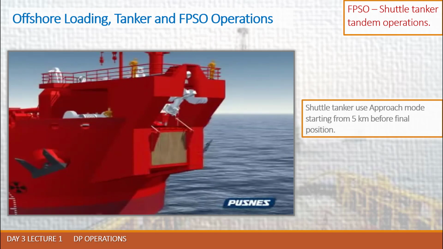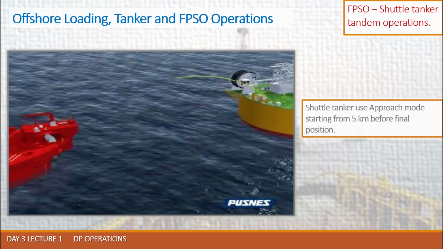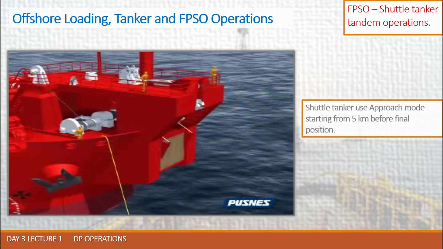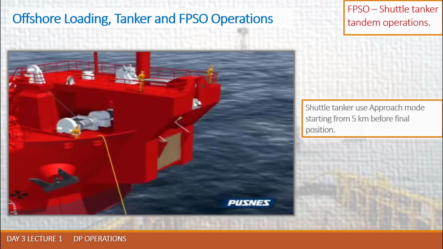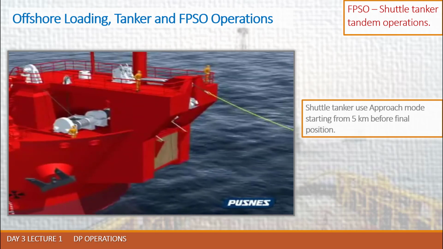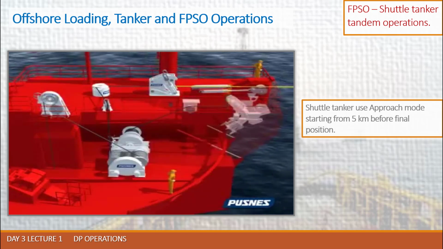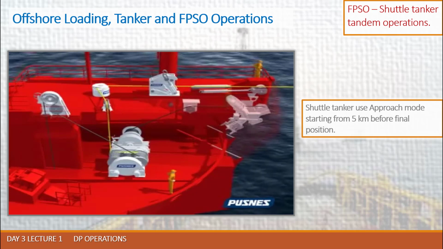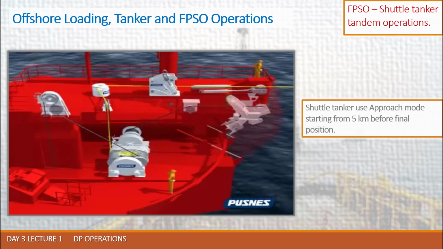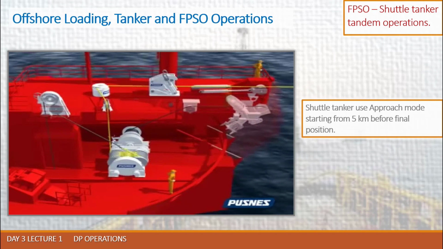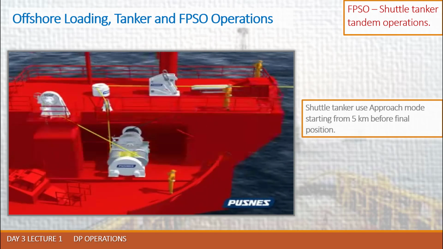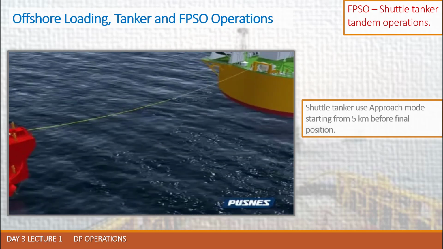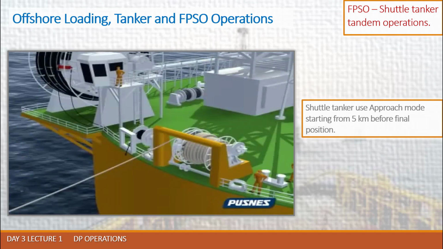Now you see that the special leading line is provided and connected to auto tension winches, and also to a fast release mechanism. In case we need to disconnect the FPSO and shuttle tanker in an emergency, the FPSO may remotely disconnect via radio channel the special device, which is known as the emergency disconnection device.